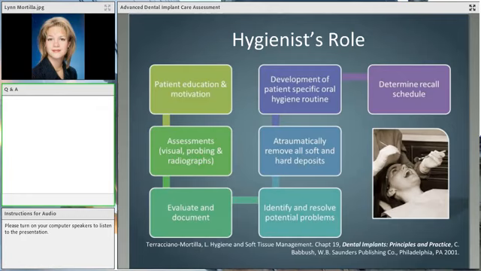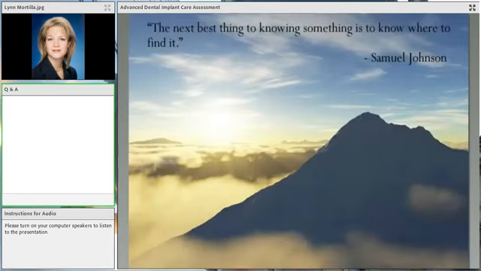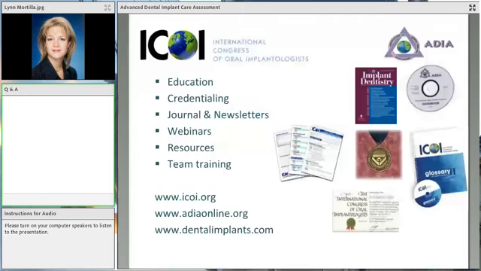So we're halfway through our journey. We've got through the whole assessment phase, and the evaluation is only half as important as the documentation because they have to go hand in hand. So it's very important to make sure you document your findings well. The next best thing to knowing something is knowing where to find it. I hope this evening I have taught you how to find some things.